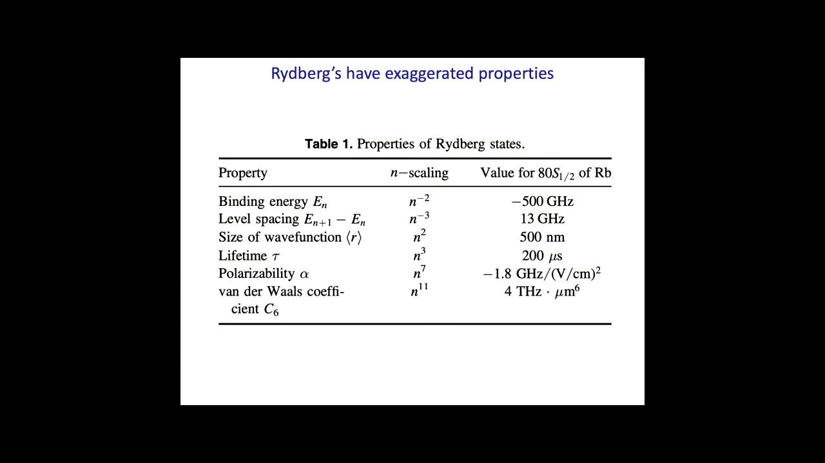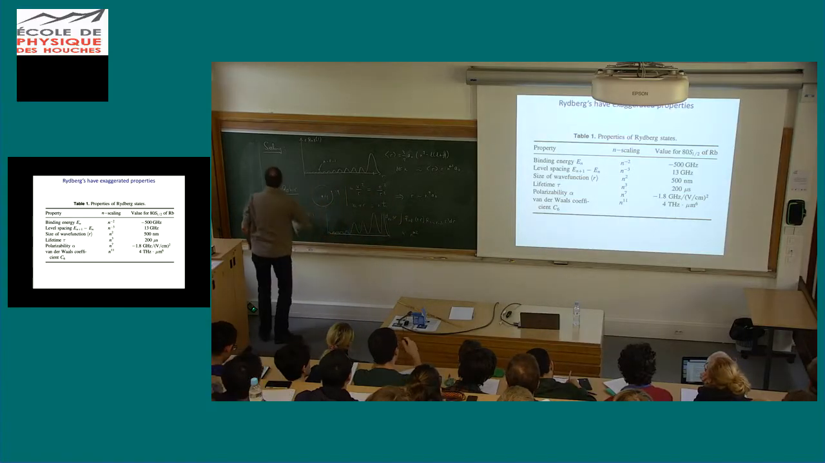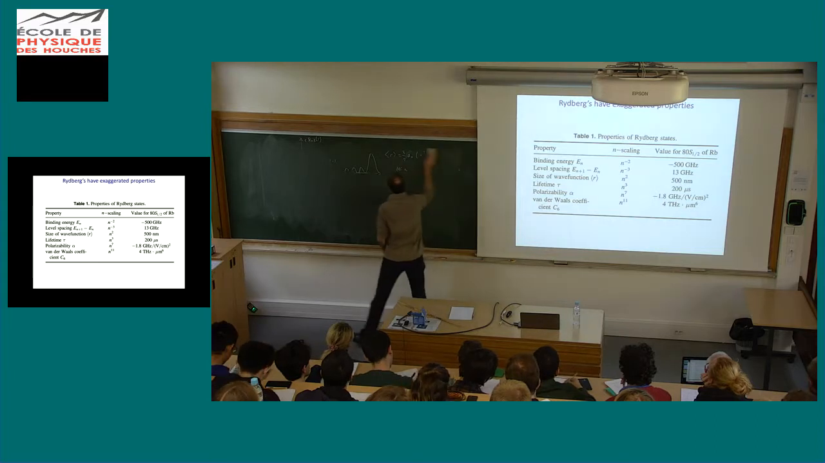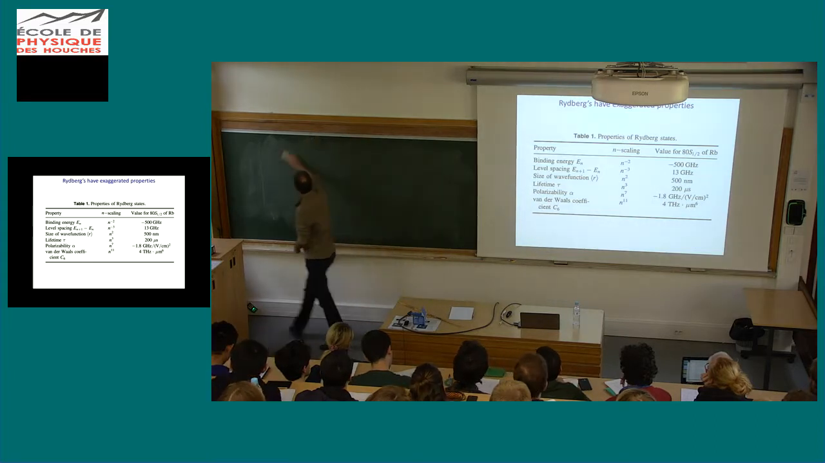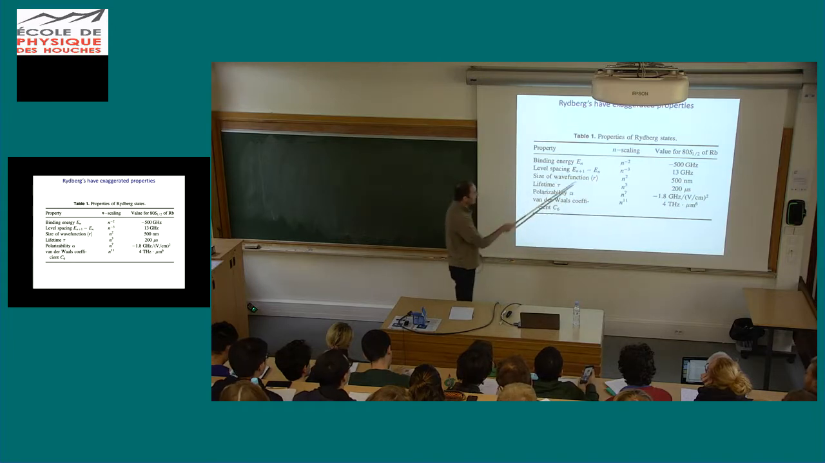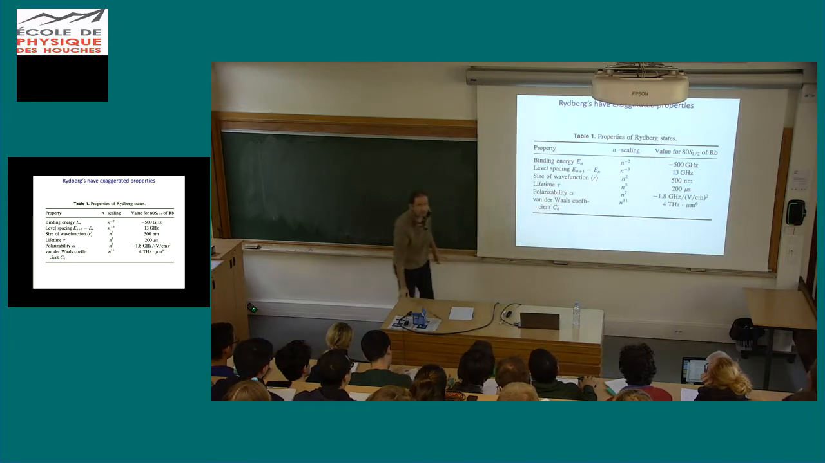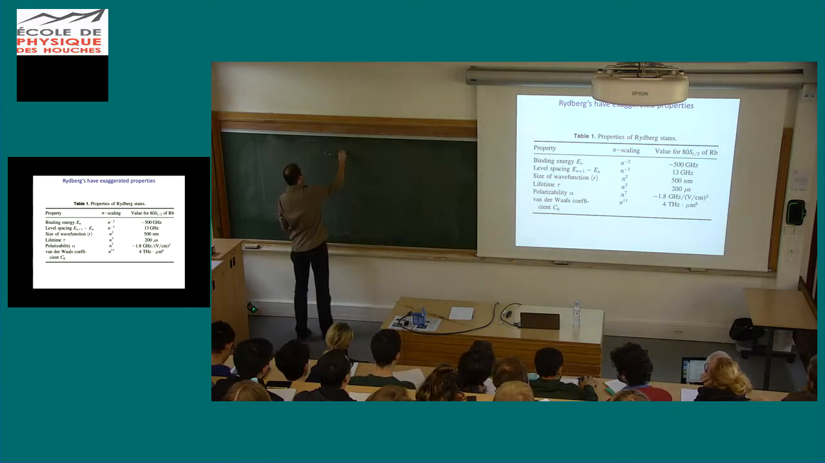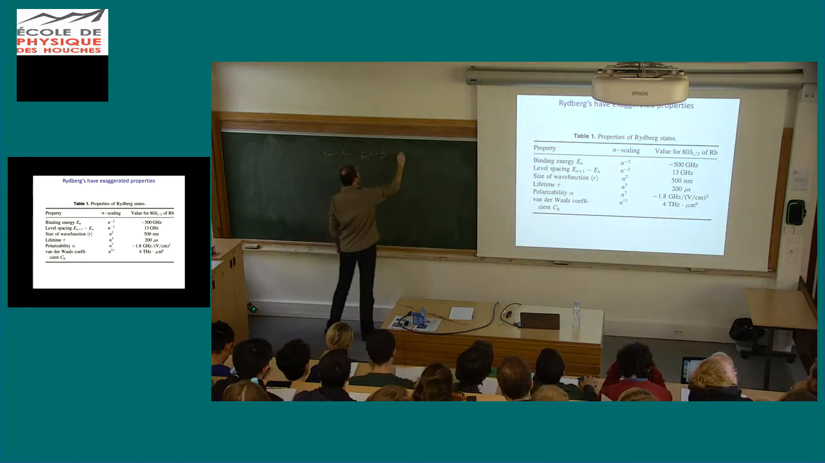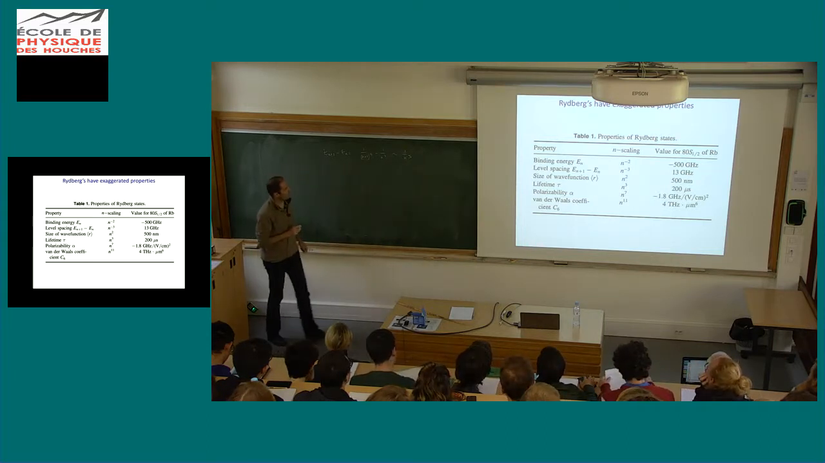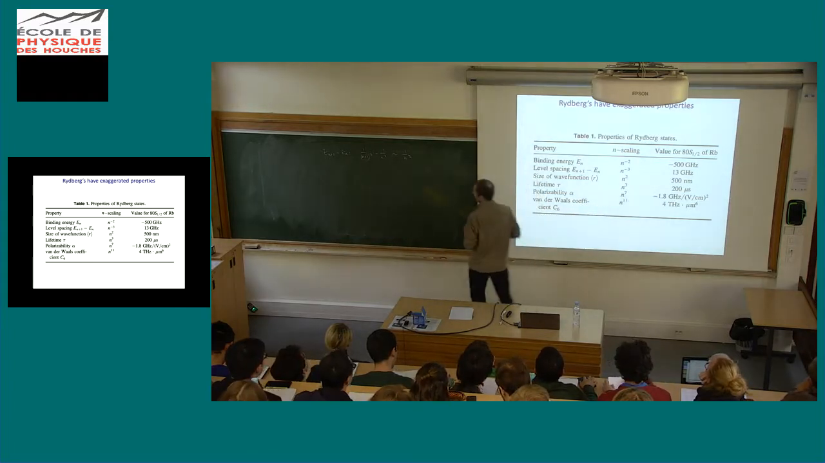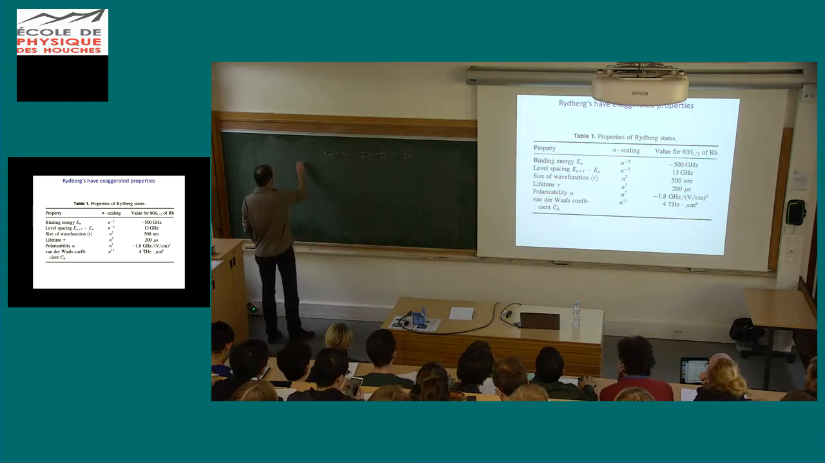Let's finish off the scaling. So I will discuss a few of these scalings already, but let's finish that off. We've already discussed the binding energy, essentially 1 over n squared. The level spacing, which will be useful in a minute, is 1 over n cubed, because essentially you do E n plus 1 minus E n, so that gives you essentially 1 over (n plus 1) squared minus 1 over n squared, so this is 1 over n cubed. Size of the wave function we've discussed. The lifetime, I'm not going to show you really the scaling, it's not too important, but essentially the lifetime of this Rydberg scales like the cube of the principal quantum number.